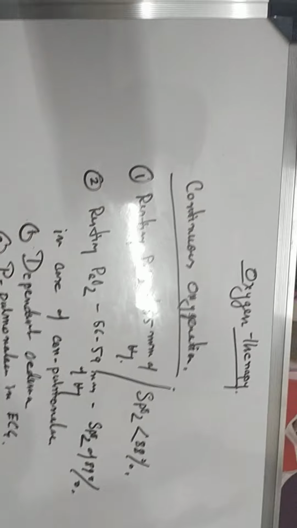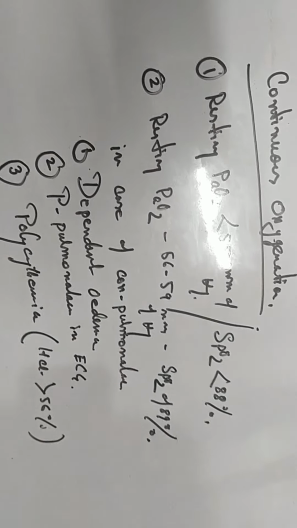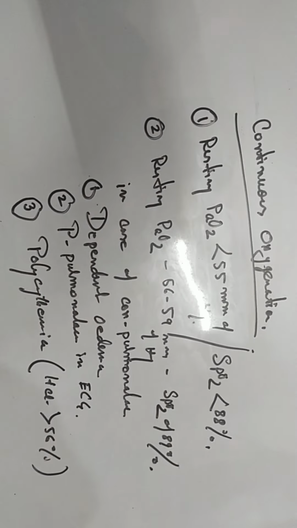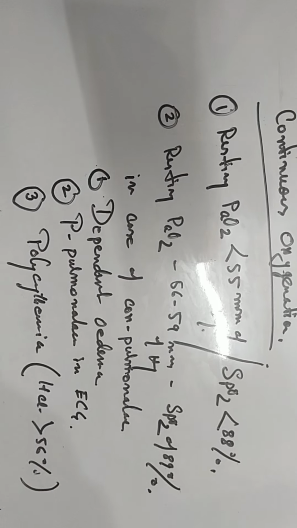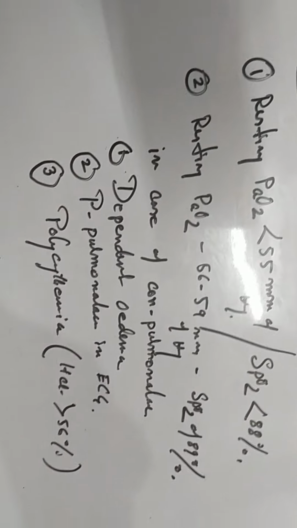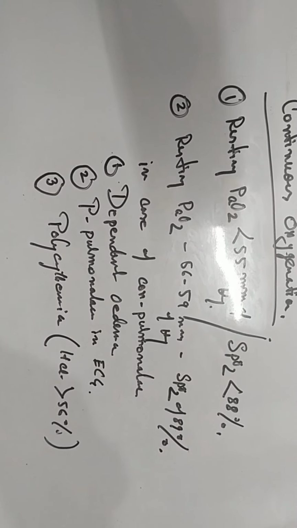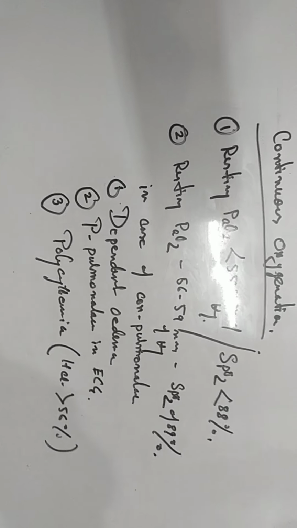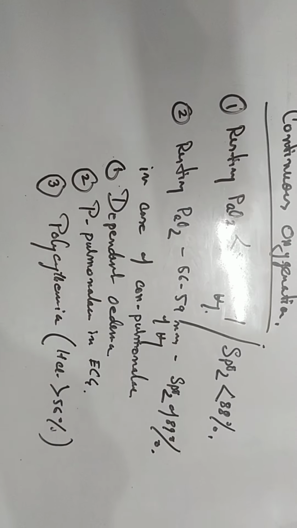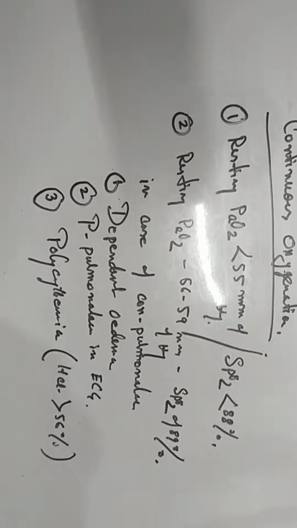You should remember the parameters I have written. Please remember these parameters. Resting PO2 less than 55 millimeter of mercury, SpO2 less than 88%, and resting PO2 56 to 59 millimeter of mercury, SpO2 at 89%. In case of cor pulmonale, the patient is having dependent edema, P pulmonale in ECG, the peaked P wave, and polycythemia where hematocrit level is more than 56%.